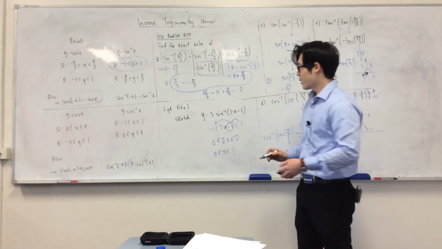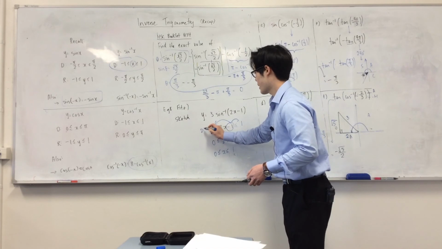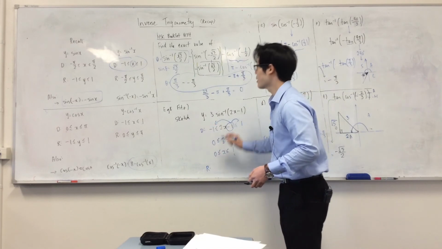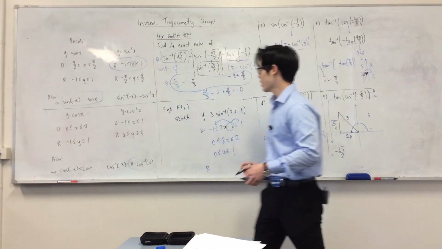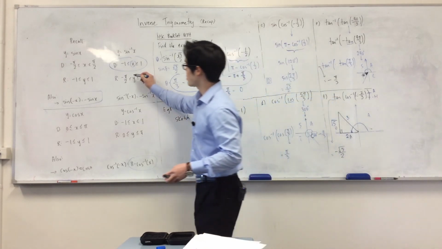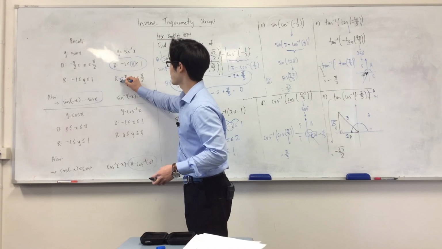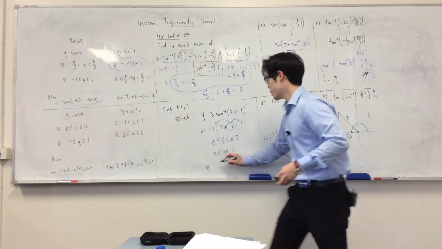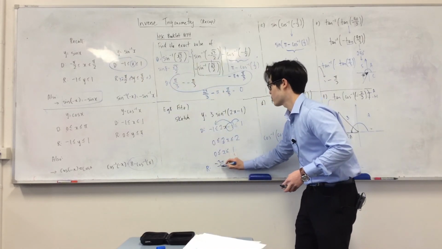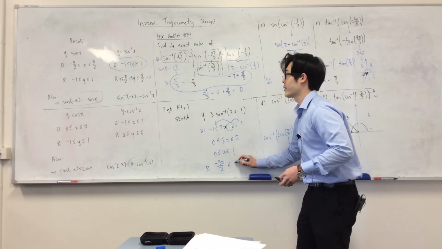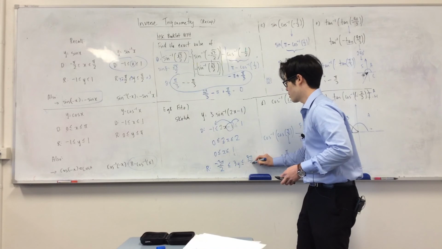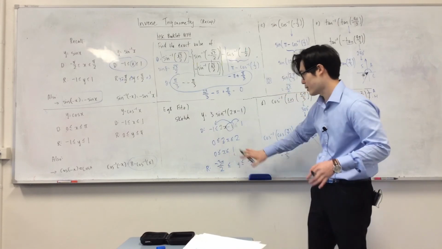Okay? Now that is for the domain. For the range, if you have a 3, that just means you're multiplying 3 to both sides here. Okay, that's all it is. So your range is now minus 3 pi over 2 to 3 pi over 2. Okay, actually, yeah, that's your final answer.